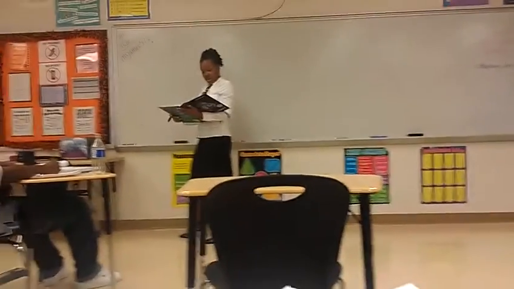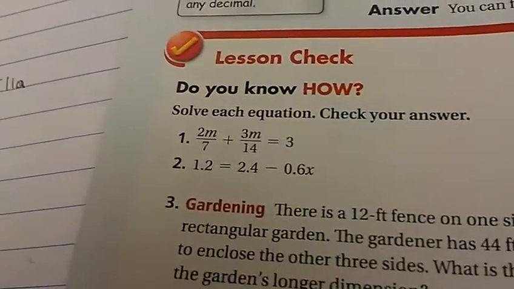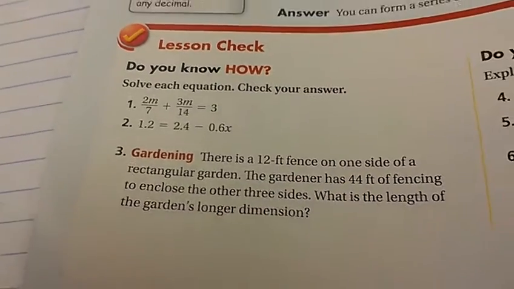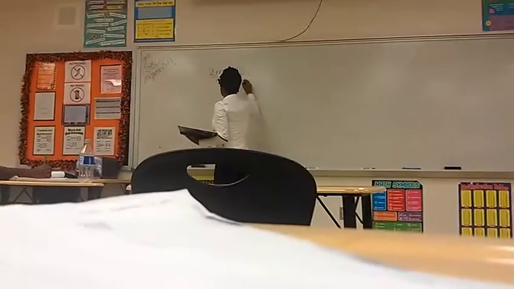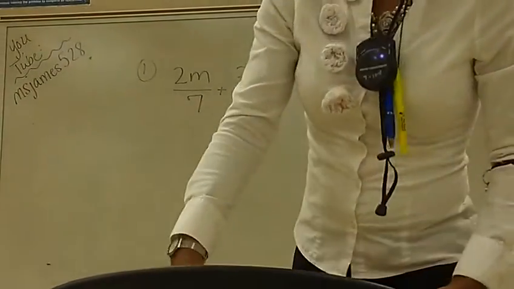Question number 1. This is still solving multi-step equations. Question number 1. Do not be afraid. Okay? 2m over 7 plus 3m over 14 equals 3, and we have to figure out what m is. Do not be afraid. Okay?